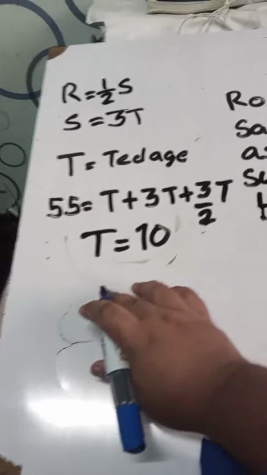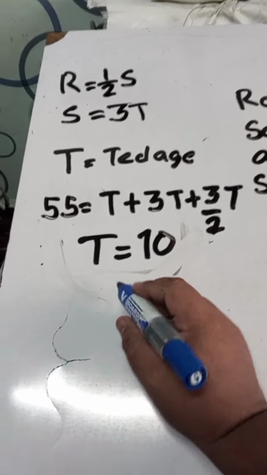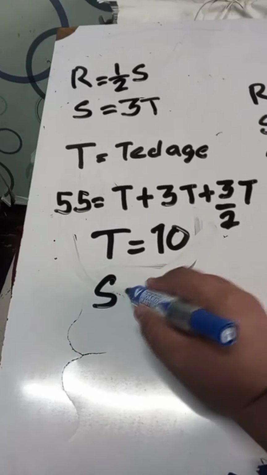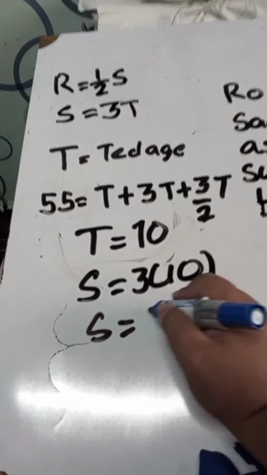So Ted's age is 10. So to get Sam's age, you need to multiply by 3. So Sam's age is 30.